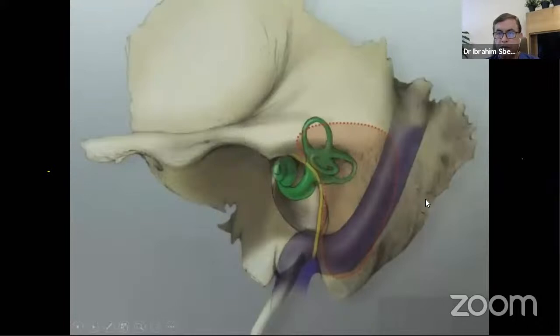Squamous, zygomatic, mastoid, tympanic, petrous, and you can see the semicircular canals and the vestibule and the cochlea. And here you can see the landmark of the MacEwen triangle, which points to the mastoid antrum. And this is the facial nerve coming out from the stylomastoid foramen.